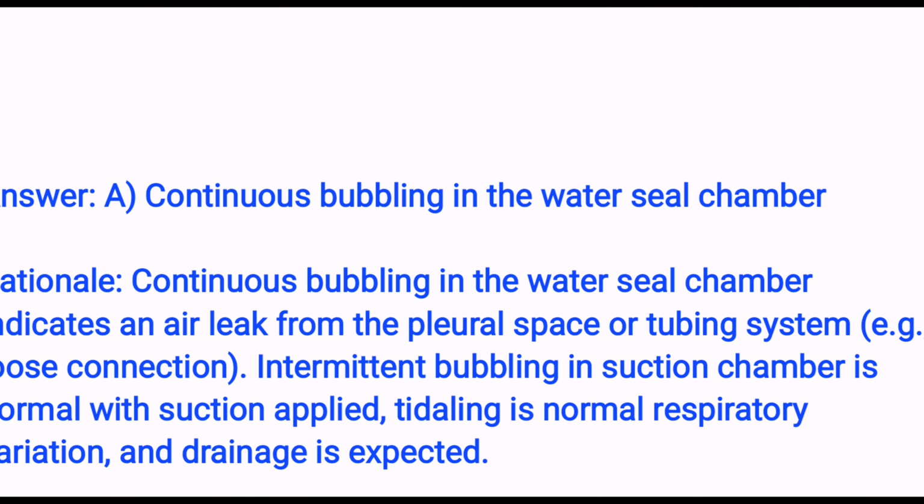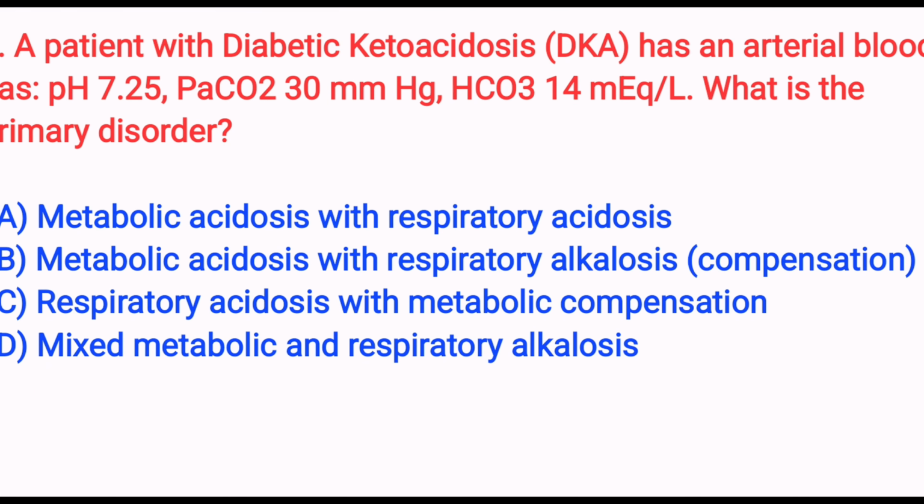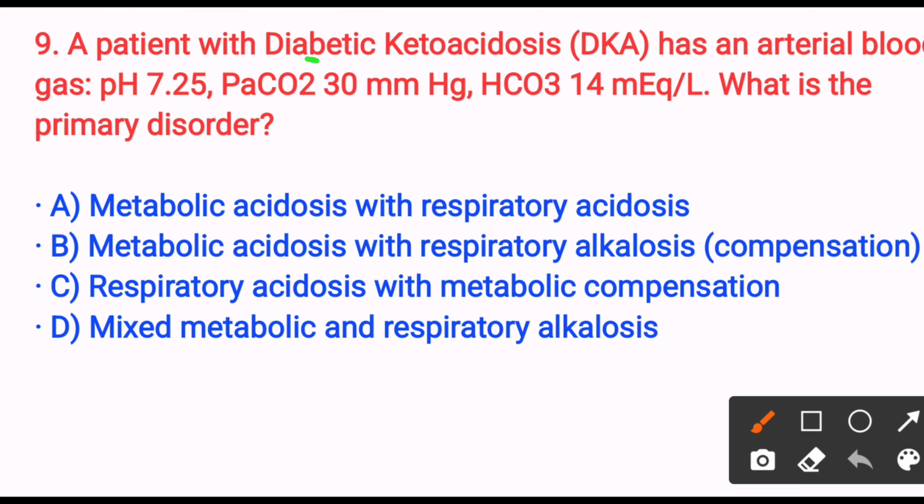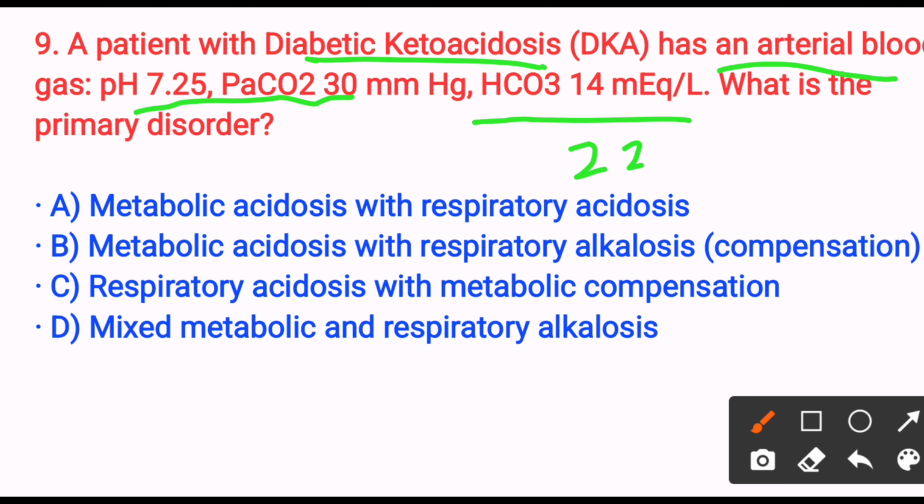Next, a patient with diabetic ketoacidosis has an arterial blood gas pH 7.25, PaCO2 30 mmHg, HCO3 bicarbonate 14 mEq per liter. Normal is 22 to 27 and normal PCO2 is 35 to 45. What is the primary disorder?